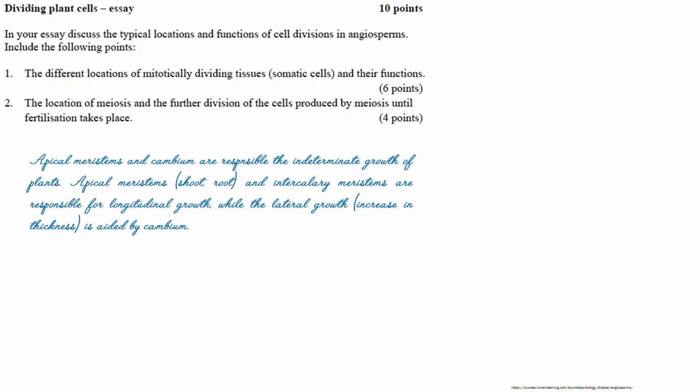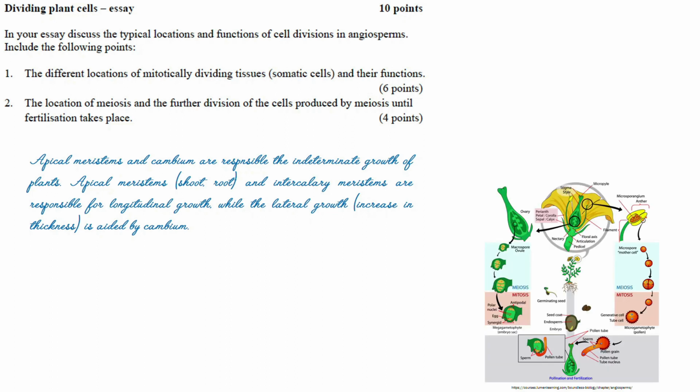Moving on to the second point, and in order to elaborate this topic, I would like to show you a little picture which is showing us basically everything that is taking place in the ovary and in the anther, because these are the stages that we need to write down until fertilization, so these stages. Let's start with the female part.